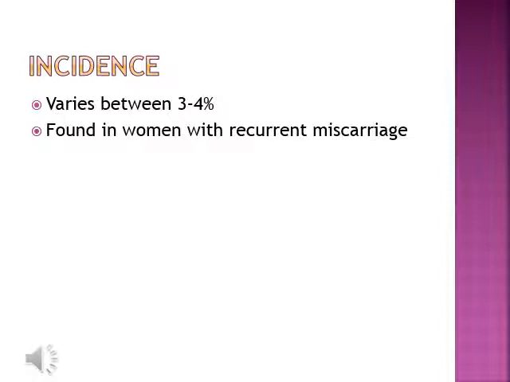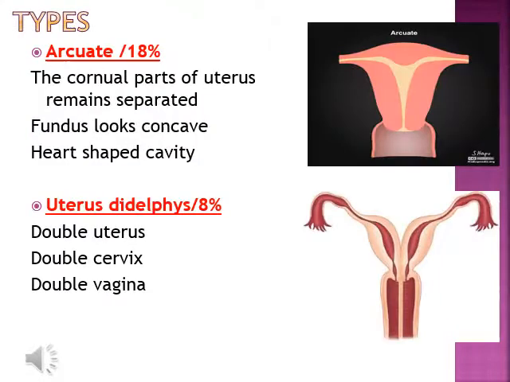When seeing the incidence, it varies between 3 to 4% and is found in women with recurrent miscarriages. Coming to the types, the first is arcuate uterus. In 18% of uterine anomalies, you can see the arcuate uterus. Here, the cornual part of the uterus remains separated. The fundus looks concave rather than convex, and this gives a heart-shaped appearance to the uterus.